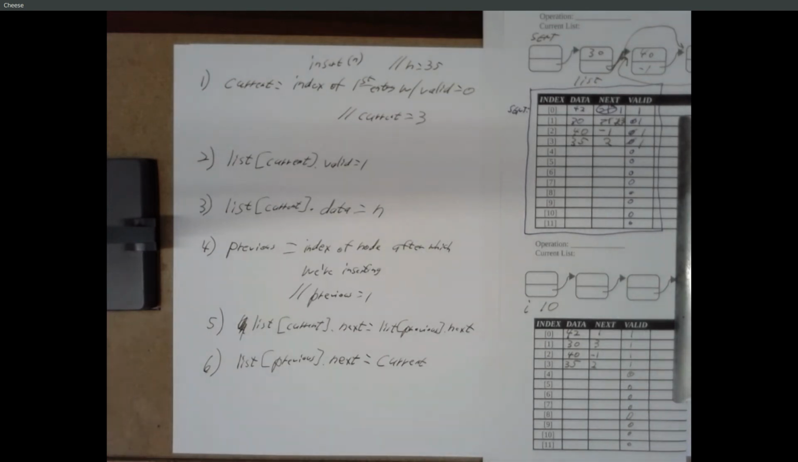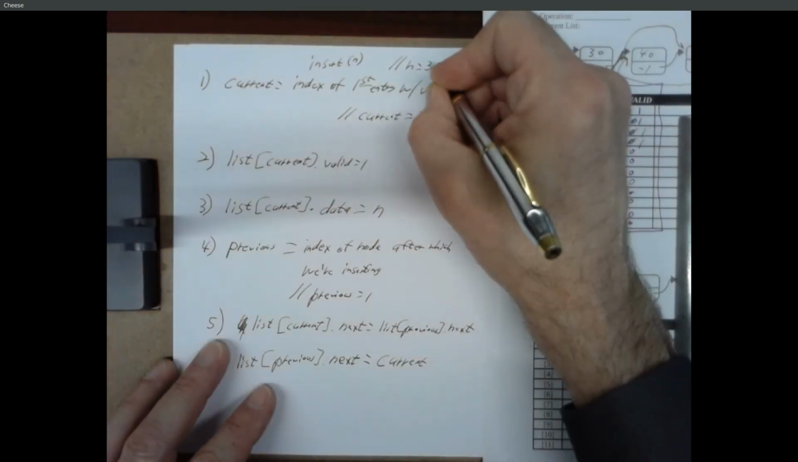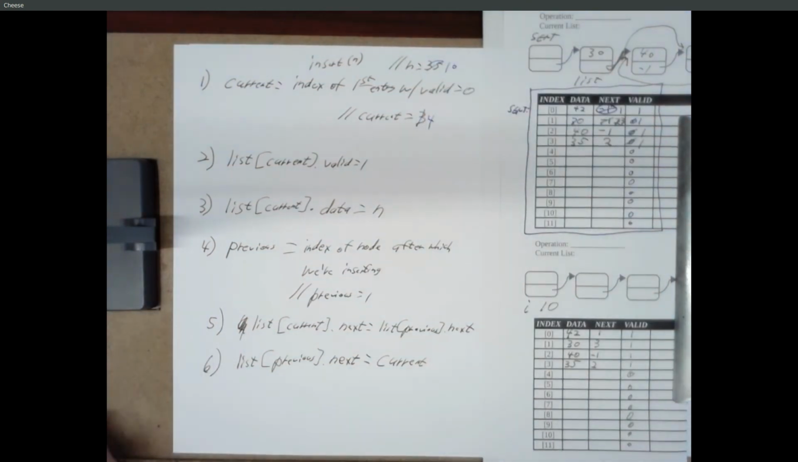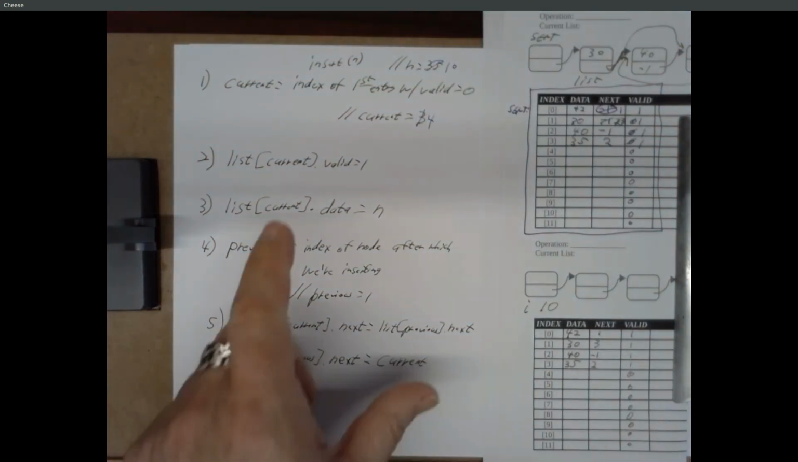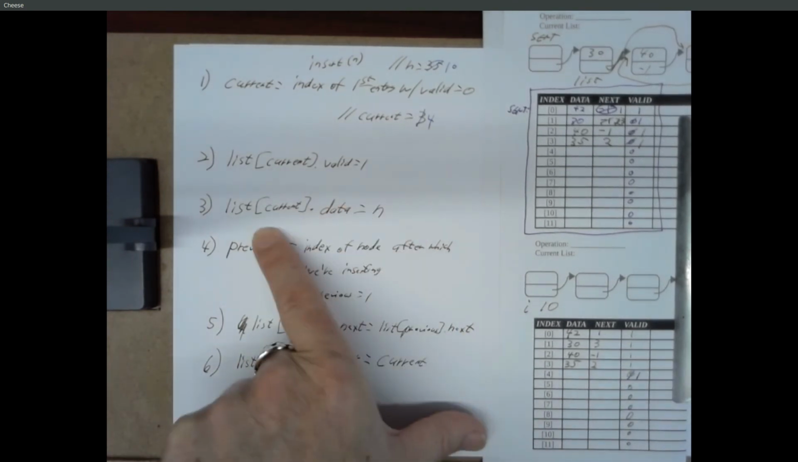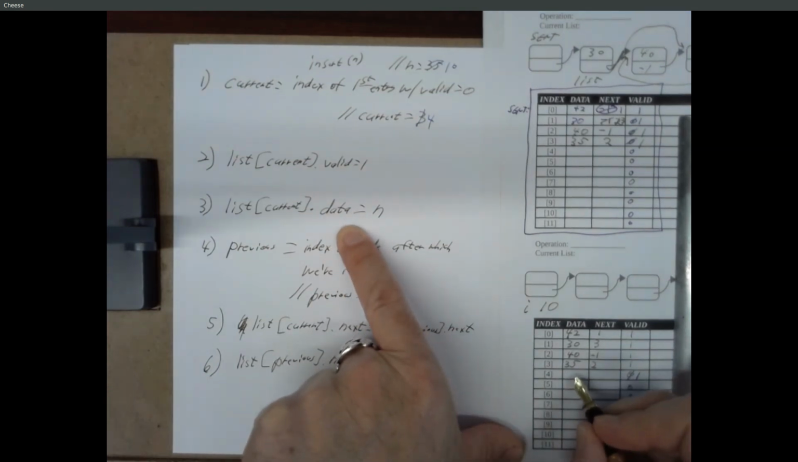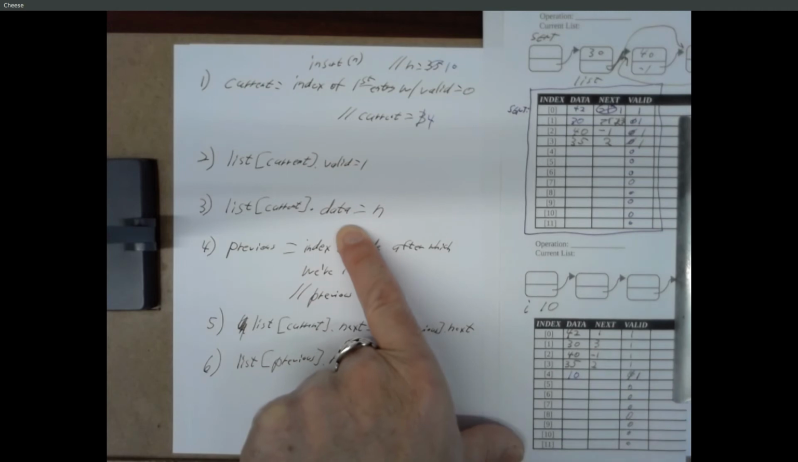So what is current going to be equal to? What's the index of the first entry with valid equal to 0? 4. And n is going to be equal to 10. So list bracket current dot valid equals 1. Well, list bracket 4 dot valid equals 1. That sets that to a 1. List bracket current dot data equals n. So index 4's data should be set equal to 10. Well, those were pretty easy.